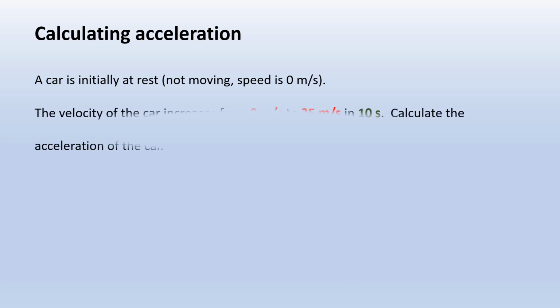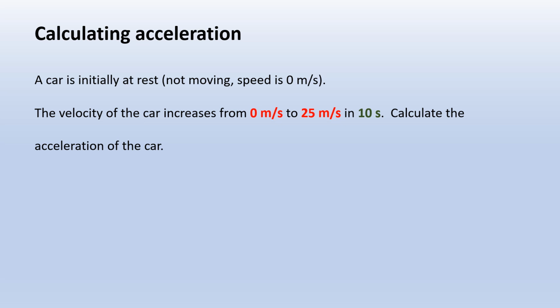Calculating acceleration. Consider the following example. A car is initially at rest. This means the car is not moving. The speed of the car is 0 meter per second. The velocity of the car increases from 0 meter per second to 25 meters per second in 10 seconds. Calculate the acceleration of the car.